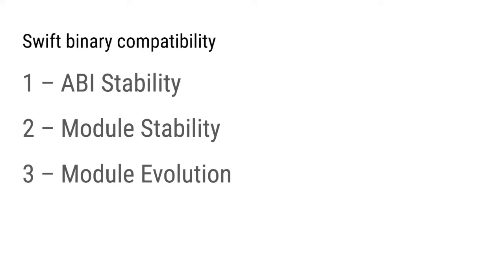Let's go. Okay, this binary compatibility consists of three different topics. The first one is ABI stability. It's actually the topic of this presentation, but I'm going to talk about two different things, module stability and module evolution. And I'm going to explain each topic one by one. I will not start with definitions. Instead, I want all of you to feel the consequences, and let's skip the definitions at the very last.